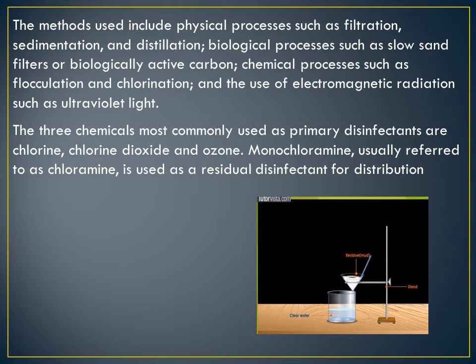The methods used include physical processes such as filtration, sedimentation, and distillation; biological processes such as slow sand filters or biologically active carbon; chemical processes such as flocculation and chlorination, chlorination of water; and the use of electromagnetic radiation such as ultraviolet light. The three chemicals most commonly used as primary disinfectants are chlorine, chlorine dioxide, and ozone.